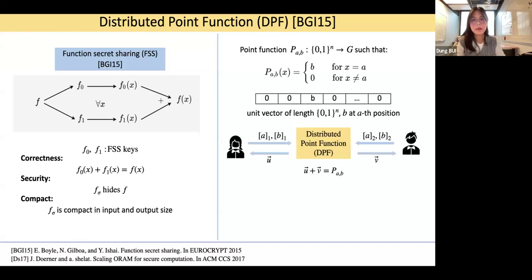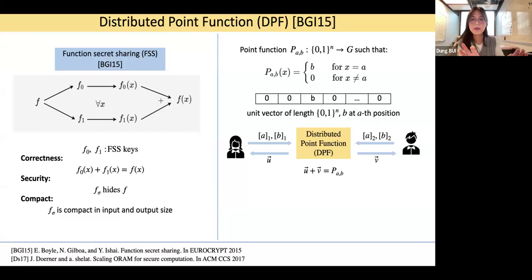So, distributed point functions. Let's denote the distributed point function as a point function. When you evaluate the function on any point, you get 0, except that if you evaluate the function on the point A, you get the value B. So you can imagine the output of the point function looks like a unit vector of length n, where at position A you get the value B, and the other positions are 0.